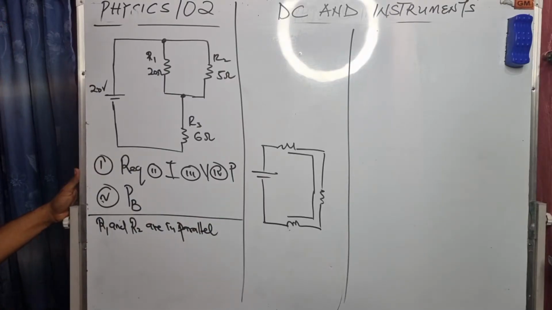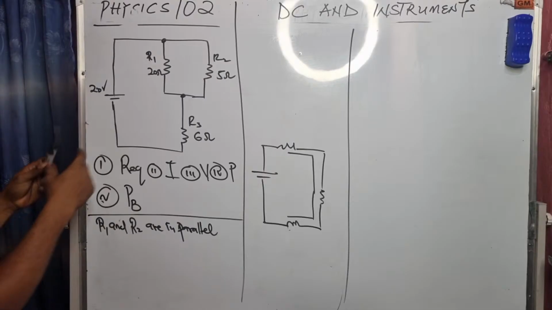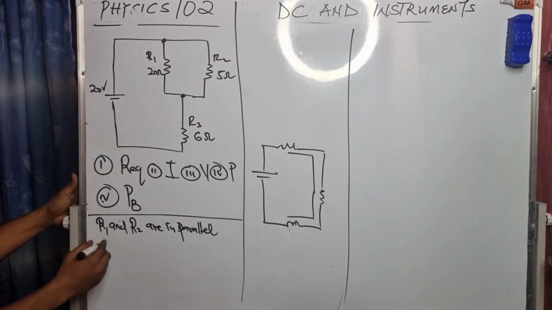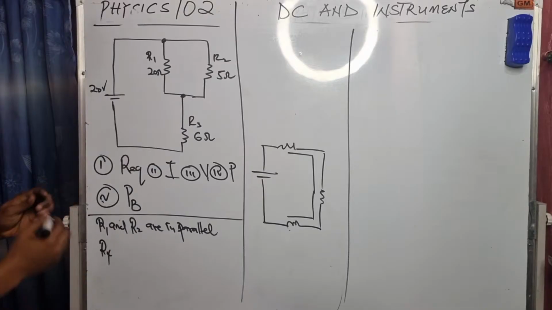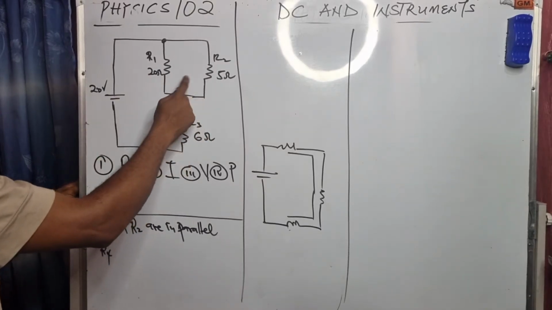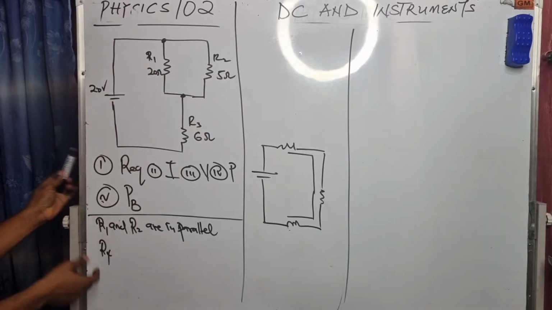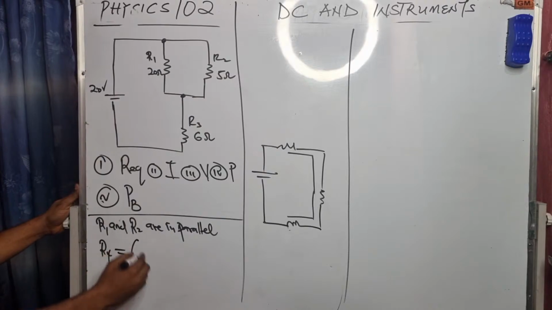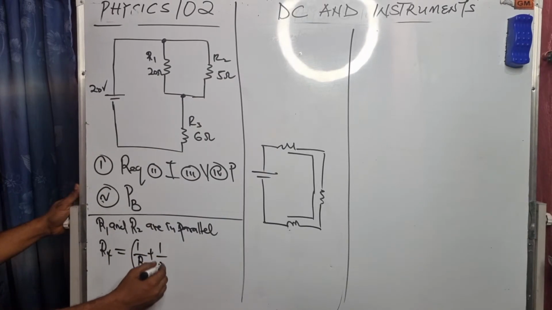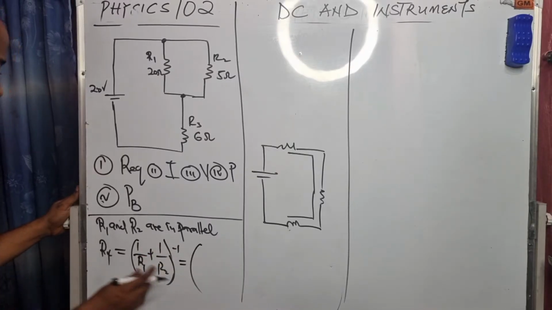So since they are in parallel, to find their equivalent, the equivalent of R1 and R2 will now be R4. Already we have R1, R2, R3. Once we resolve this in parallel, we're going to call the result R4. So that'll give us 1 over R1 plus 1 over R2, all to the power of minus 1.